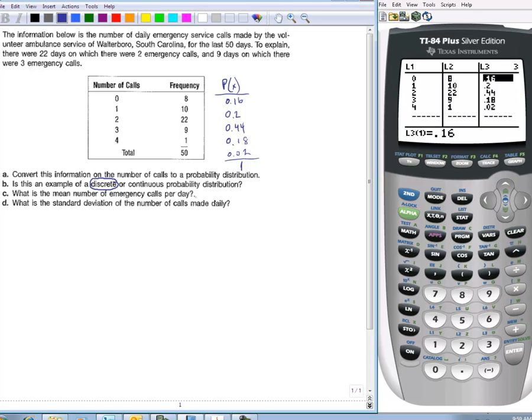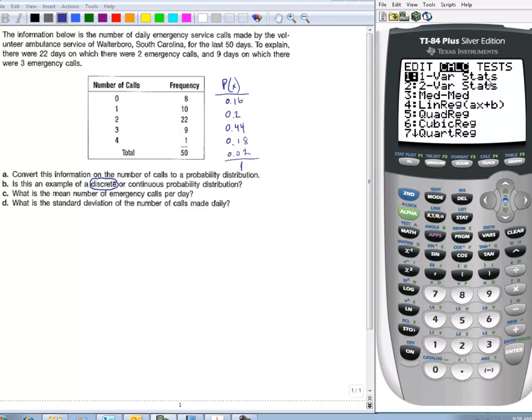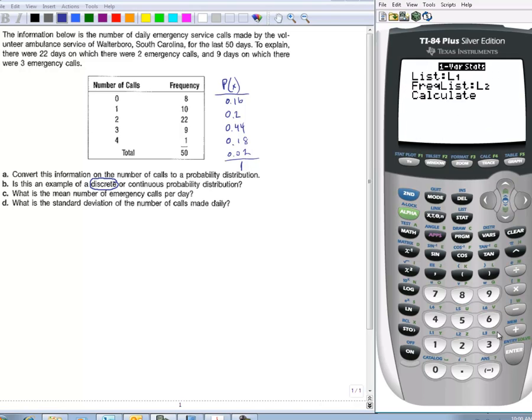So we're looking for the mean of this probability distribution, and so we're going to use our calculator again. We want to calculate now, so stat calculate. Mean is a 1 variable statistic. List 1 is our number of calls. Our probability is in list 3. So list is the number of calls, or the events here, and frequency, or probability of each of those, is in list 3, and we just go calculate.